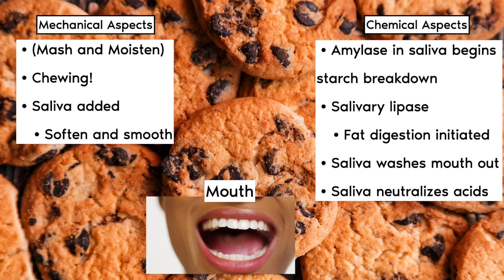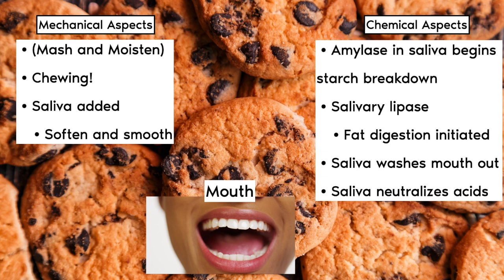We're adding saliva to soften and smooth food. If you've ever had a dry mouth and tried to eat something, it can actually be kind of hard to swallow and get things down your esophagus. So adding saliva is one way that we can move things through more easily.